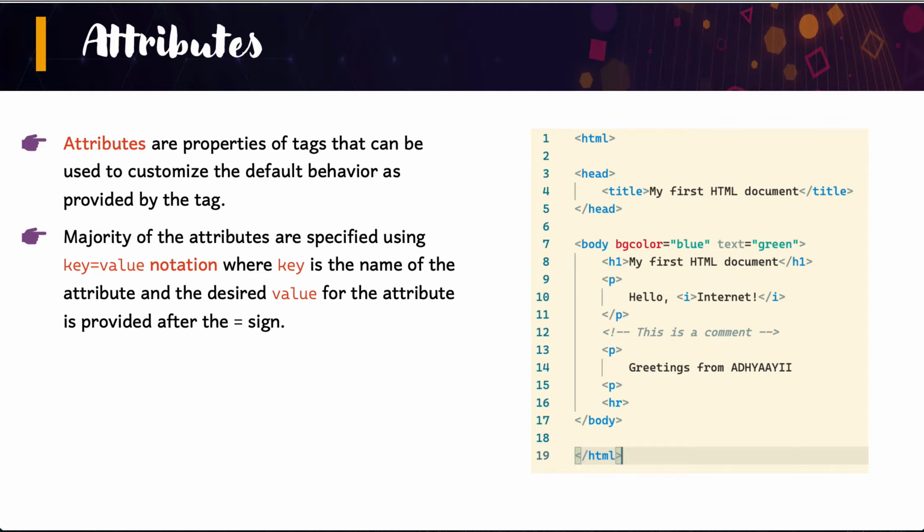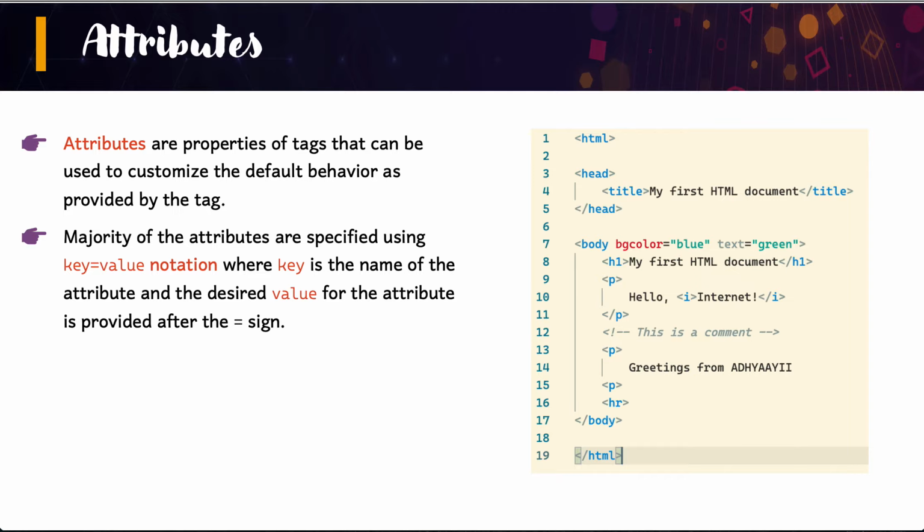The attributes are set using key equals value notation, where the key is the name of the attribute and the value is the value that we want to use for that particular key. Look at the example in line number 7. bgcolor equals blue, with blue defined in quotes. So bgcolor is the name of the attribute and blue is the value for the attribute. By and large, most of the values are to be defined in between double quotes. This is generally a given.